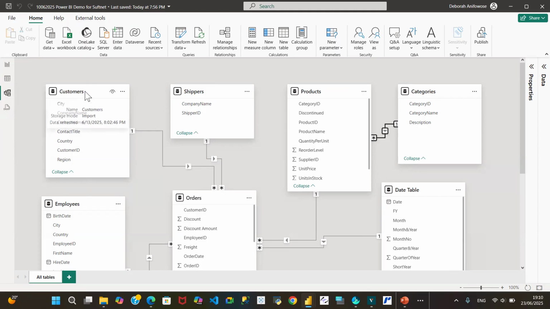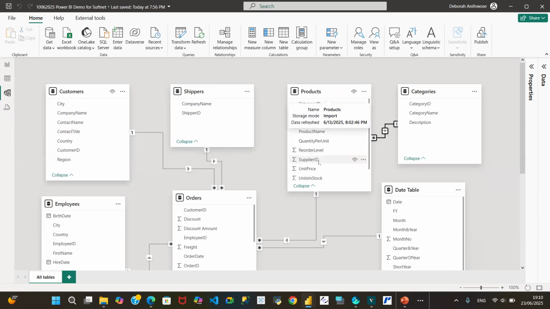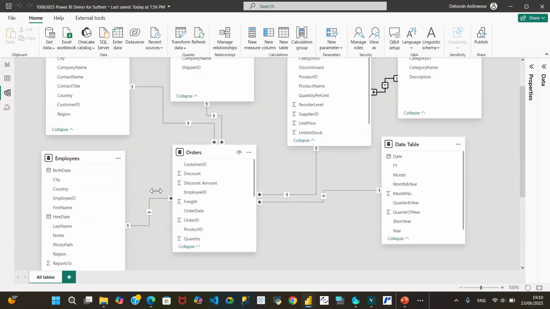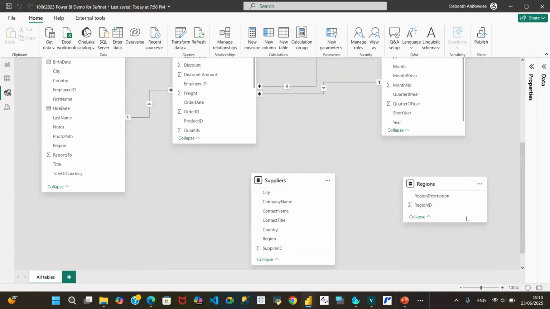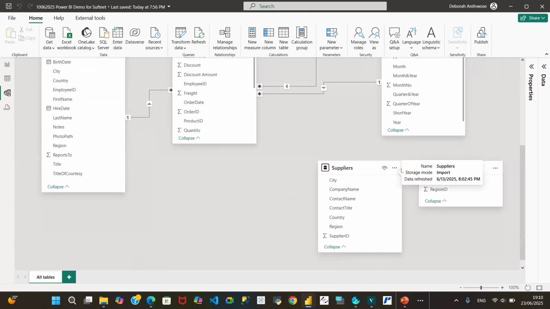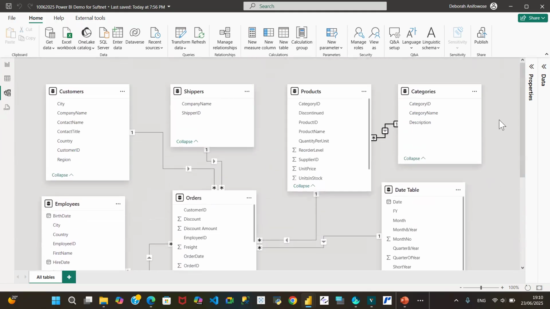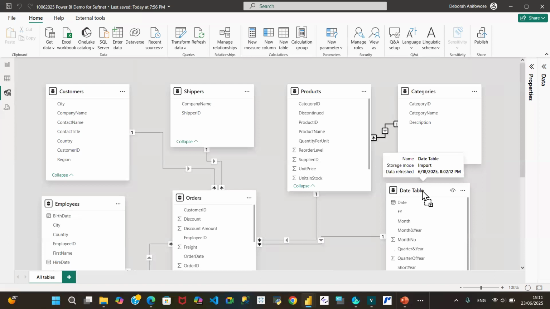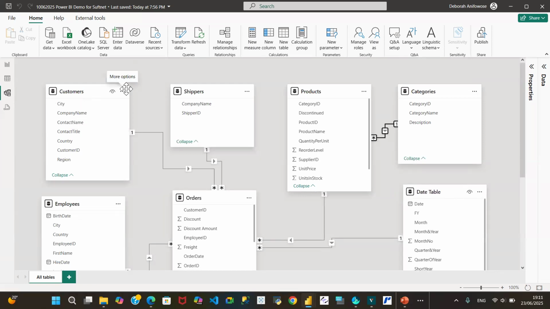Okay, so we have the customers table, the shippers table, the products table, the categories table, the dates, and the actual orders, where orders are recorded. We have the employees table, the suppliers table, and the region table down here as well. So we're asking the question: which of these tables would you identify as your dimension tables, and which would be your fact table?